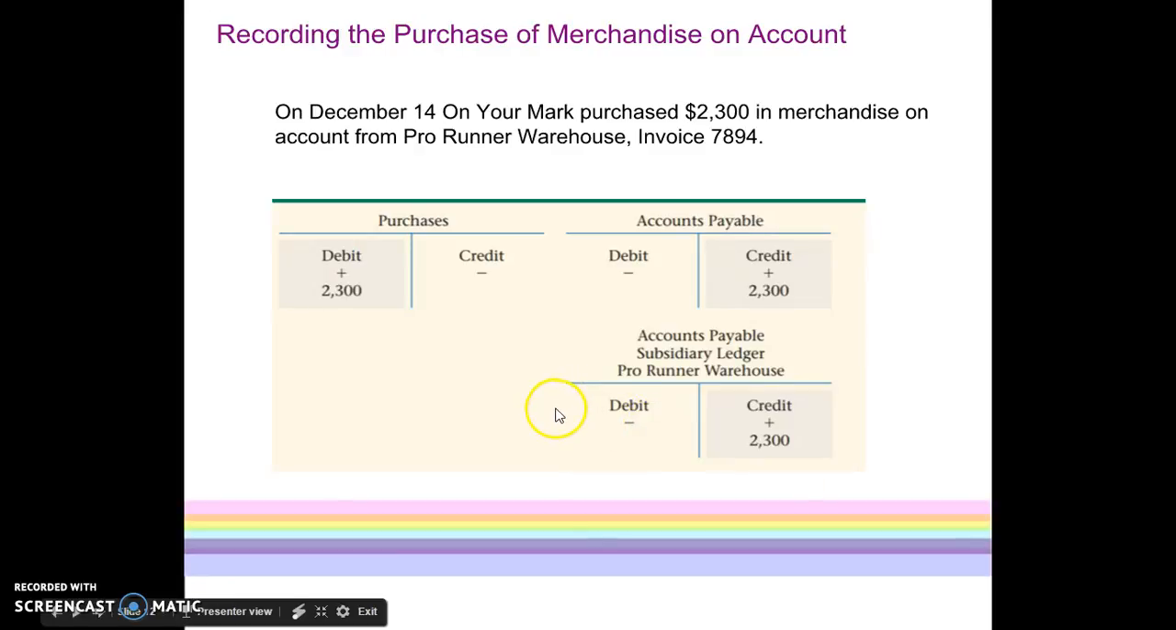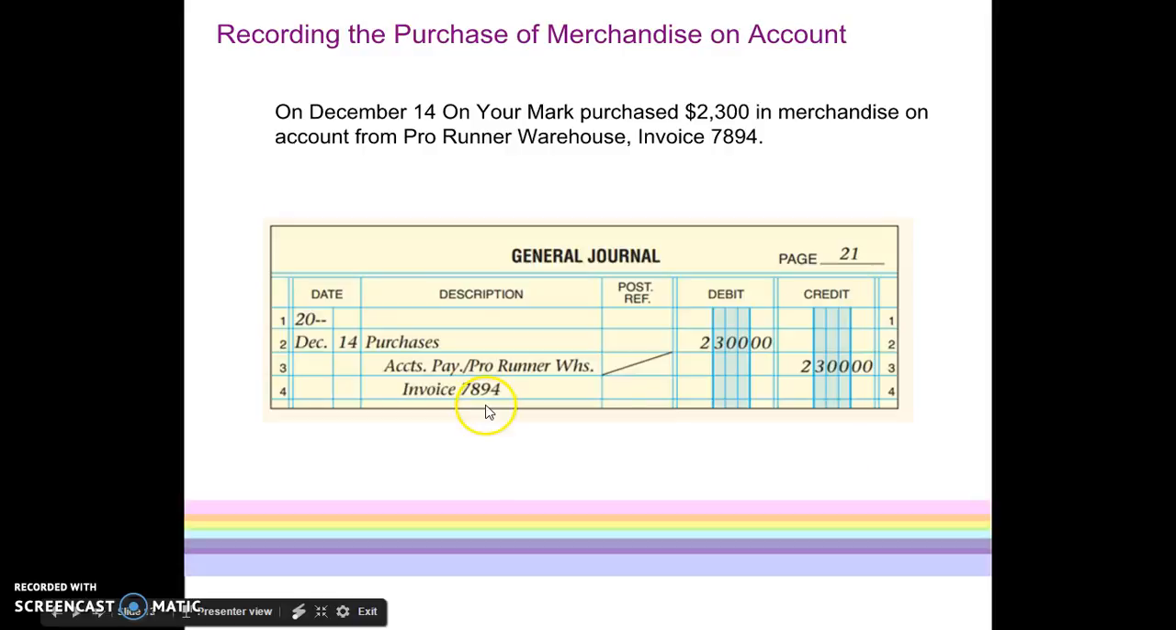Well, let's break it up into T account format first. In this situation, we are going to debit purchases for $2,300 and we would credit accounts payable for $2,300. Now we would also then have to credit in our ledger ProRunner Warehouse, because they are one of our subsidiary accounts, to our accounts payable. But nonetheless, $2,300 debit to purchases, $2,300 credit to accounts payable. The transaction is equal and it is transacted correctly.